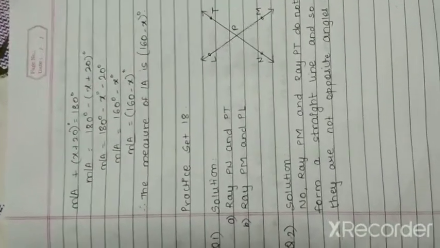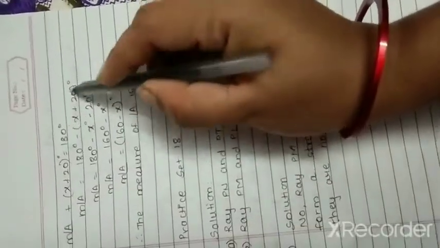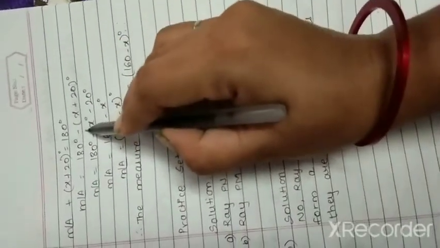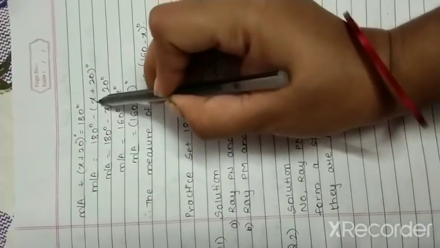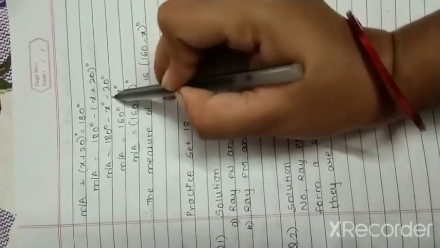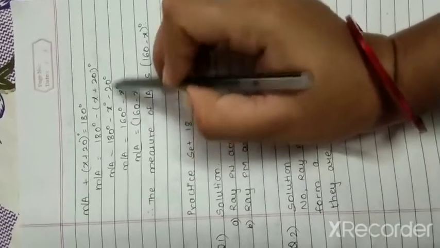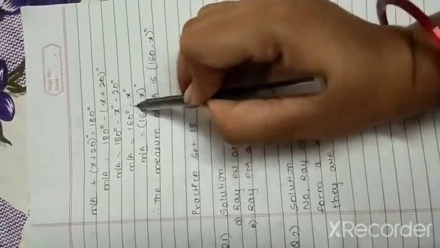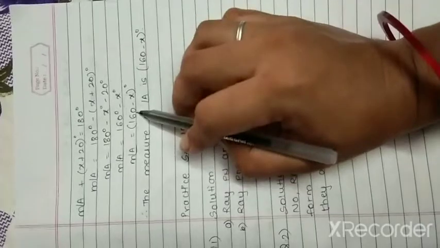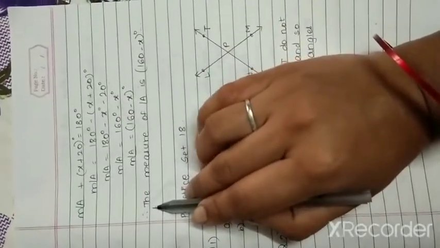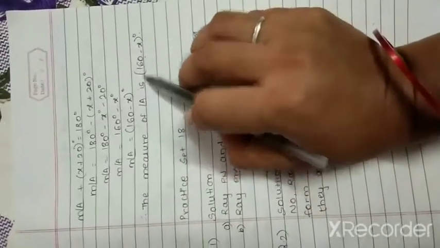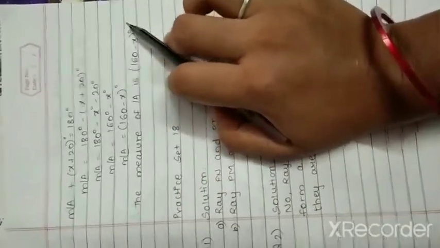The measure of angle A will be 180 minus (x plus 20). I have written x plus 20, but this is in brackets. In the next step I am opening the bracket, so the signs inside will change: minus x, minus 20. So 180 minus x minus 20 gives 160 minus x. Therefore, the measure of angle A is 160 minus x degrees.